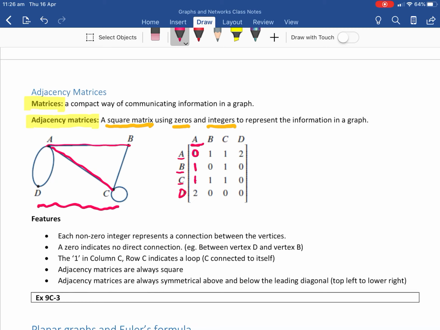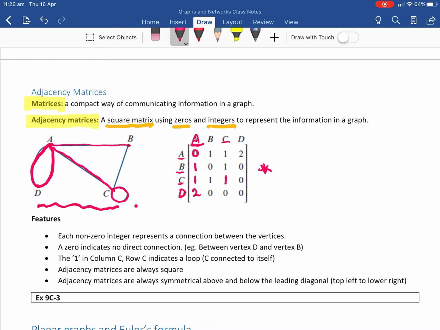From D to A, let's have a look. From D to A, there are 2 edges, so that's why there's a 2, and so on. Let's have a look at this loop. From C to C, there is one way, so we look at C, and that's why there's a 1 here. You can fill it all out, and you'll end up with this. This is your adjacency matrix to represent this graph.